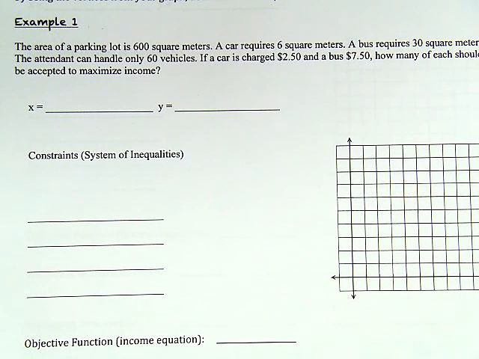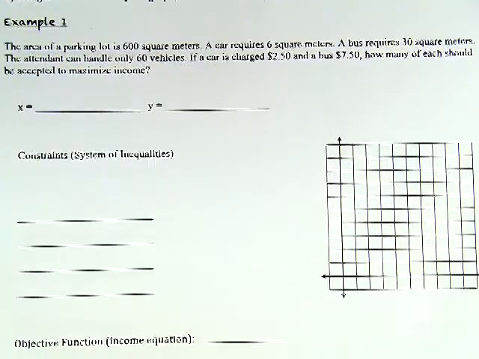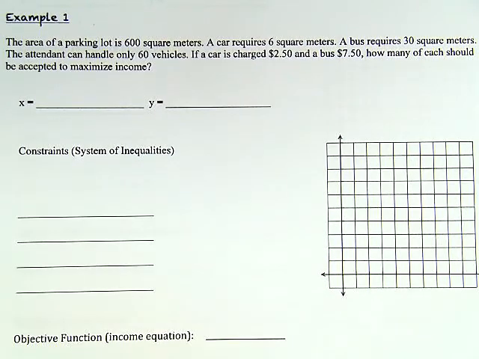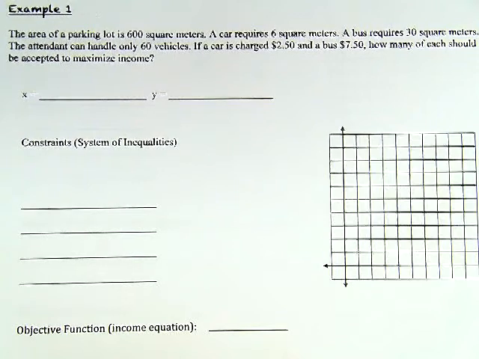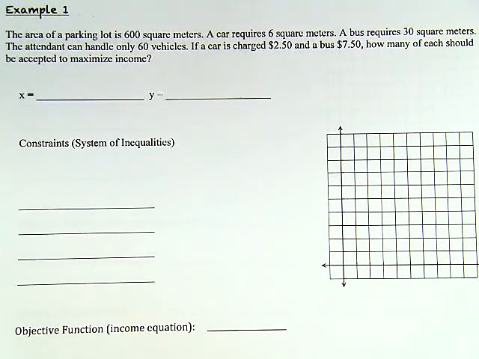Okay, linear programming, probably the hardest stuff we do all year, in my opinion. So the area of a parking lot is 600 square meters. A car requires 6 square meters. A bus requires 30 square meters. The attendant can handle only 60 vehicles. If a car is charged $250 and a bus $750, how many of each should be accepted to maximize income?